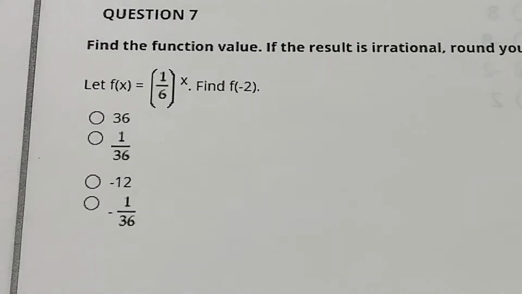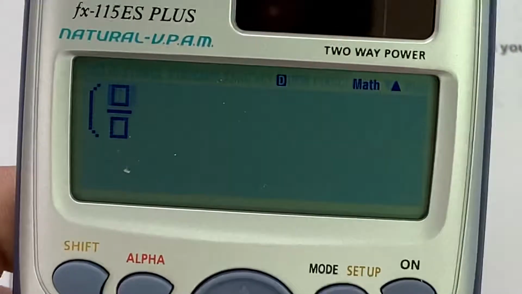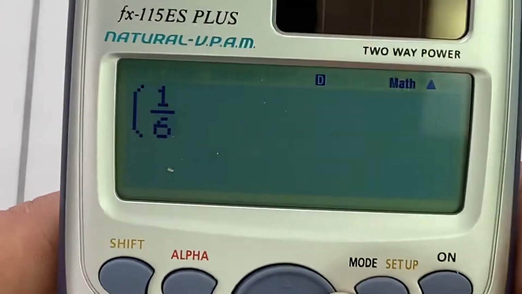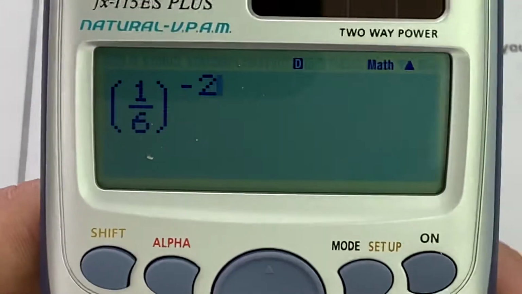1/6 to the negative 2. So I'm going to wrap it in parentheses. So parentheses, fraction bar, 1, down arrow, 6, right arrow, close parentheses, exponent button, negative 2. Just type it in like it looks, and it's 36.